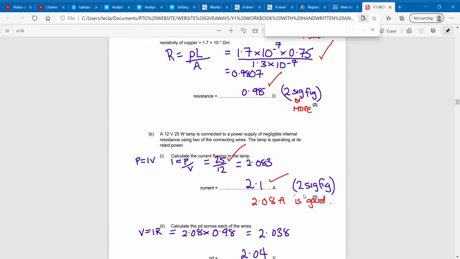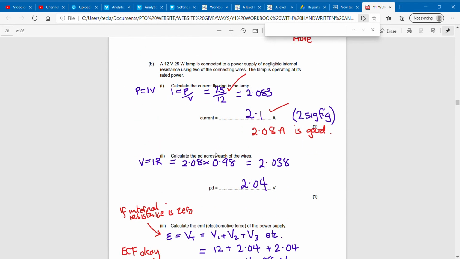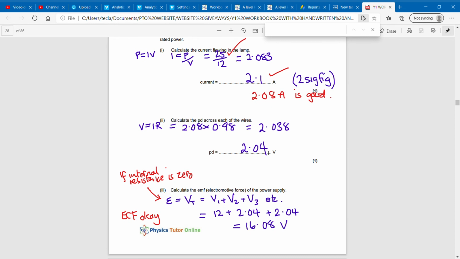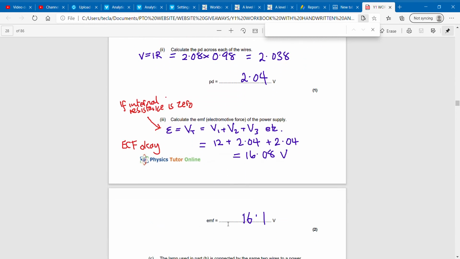And so we're just using the values that we've got here. We've got a 12 volt lamp, and we've got 2.04 volts across each of the wires that are connecting it. So it's 12 volts for the lamp, and it's 2.04 volts across each of the connecting leads. So in total it's 16.08 volts, 16.1 volts.